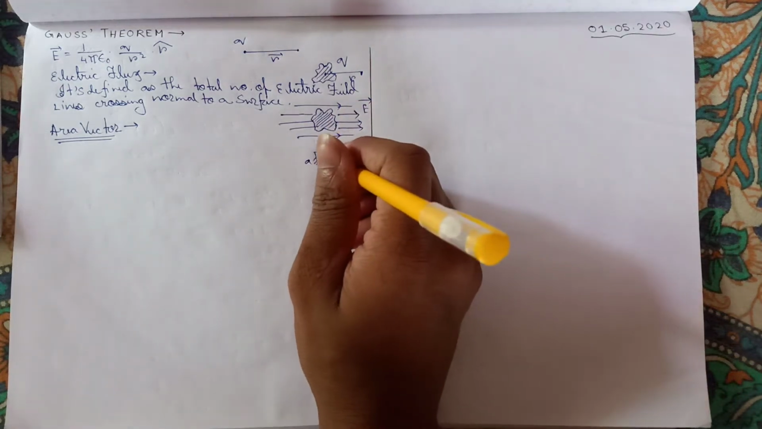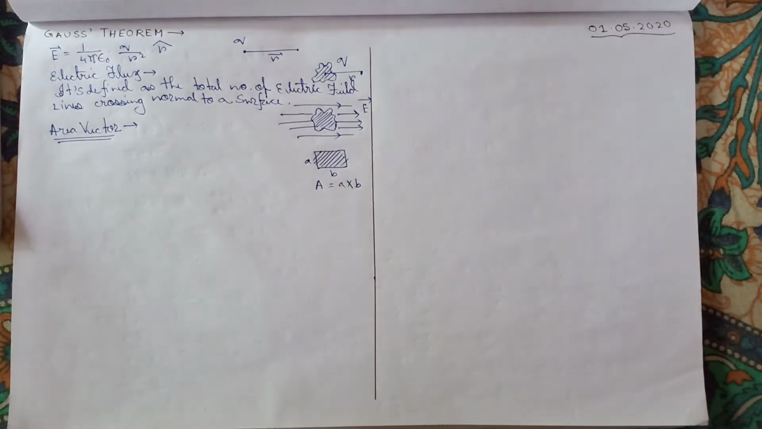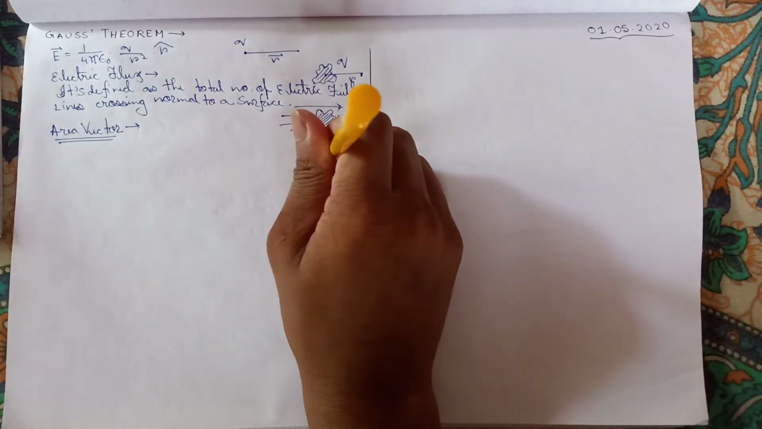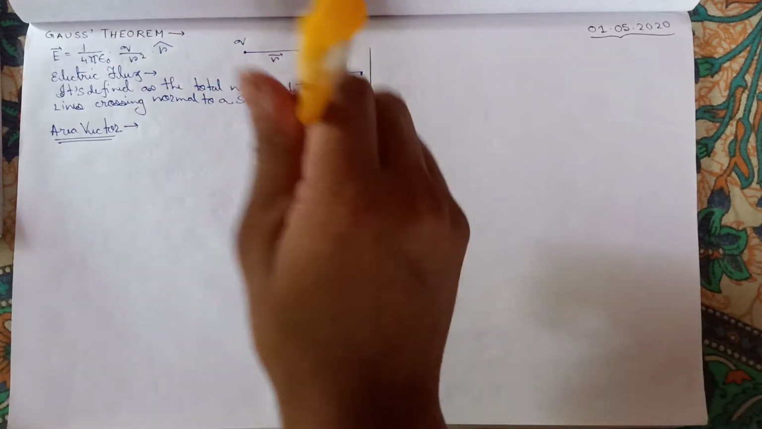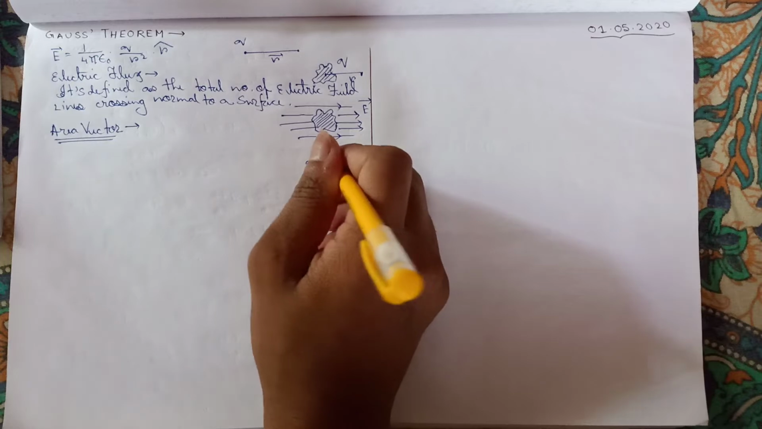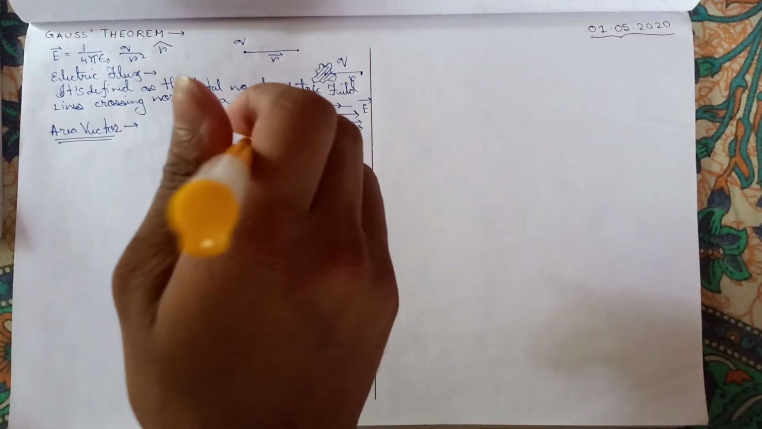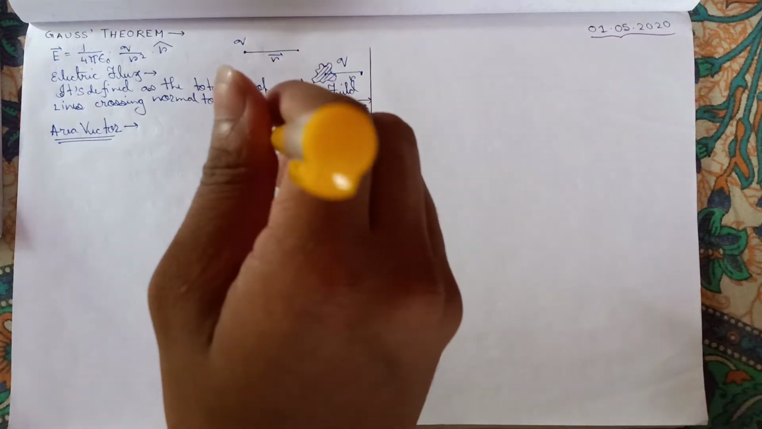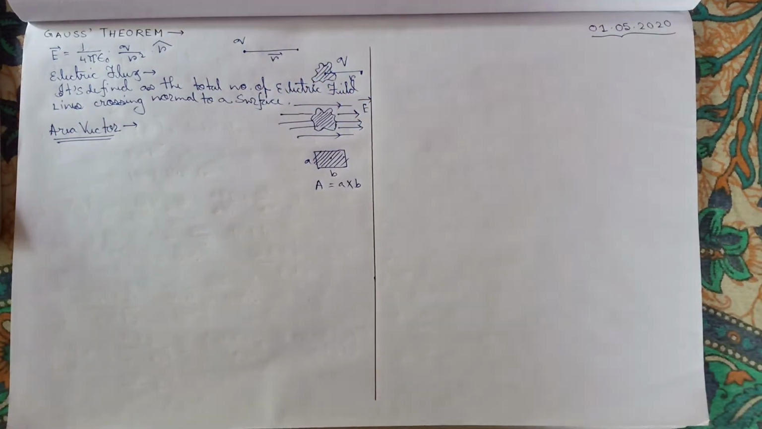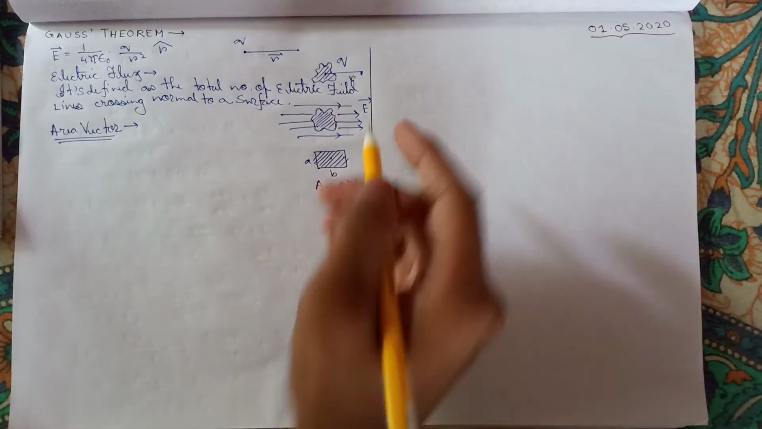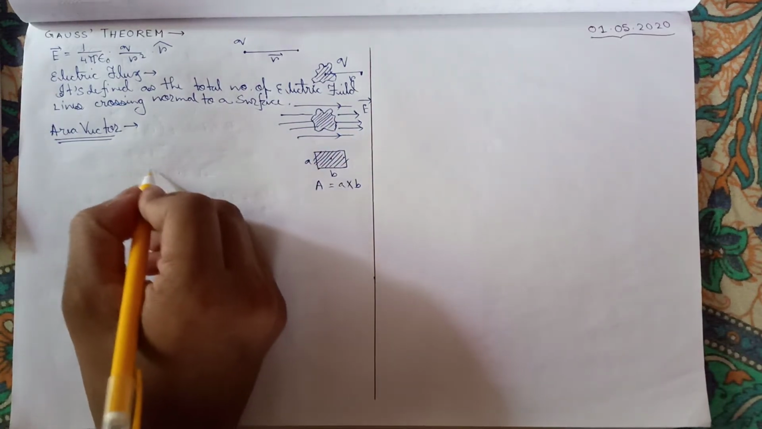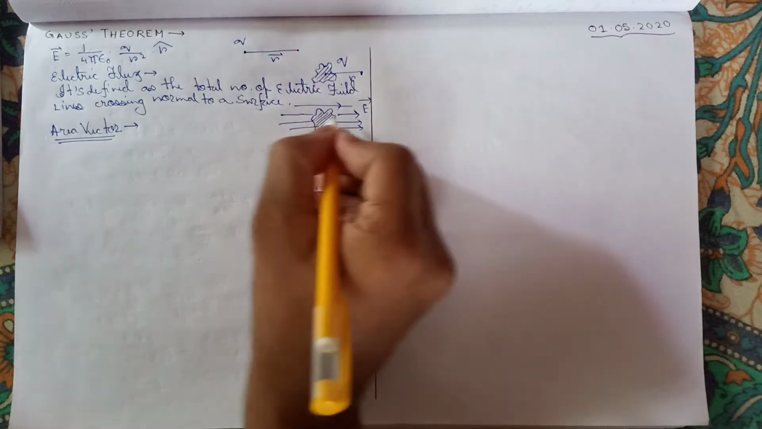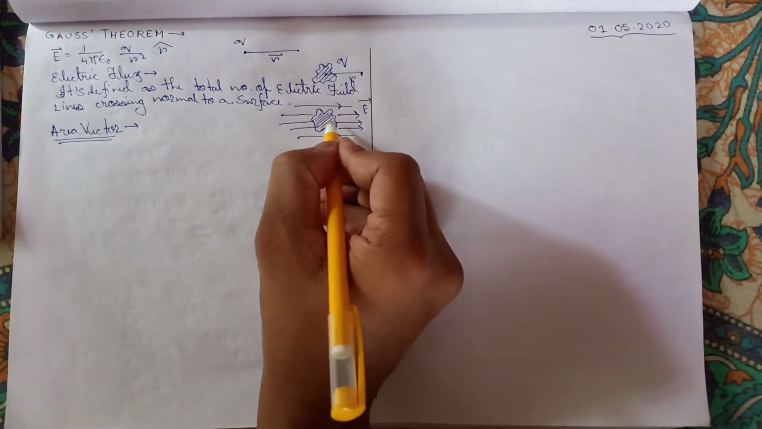Orientation means, suppose if you see the area from that side, the area vector will be along the above direction, and if you see it from below, the area vector will be in the lower direction. So why are we bothering about the direction of the area? So in electric flux, what will we do? Suppose the surface will not always be along the electric field. It can be tilted to the electric field.